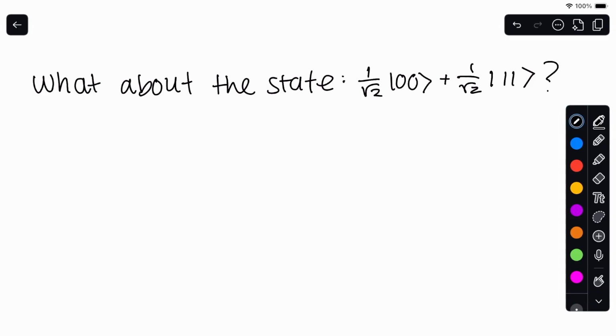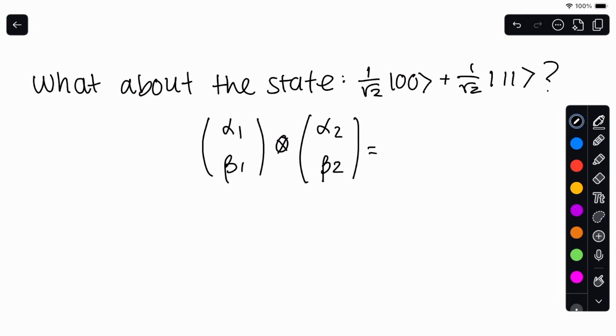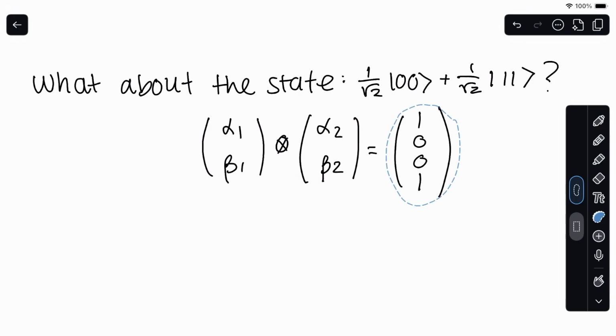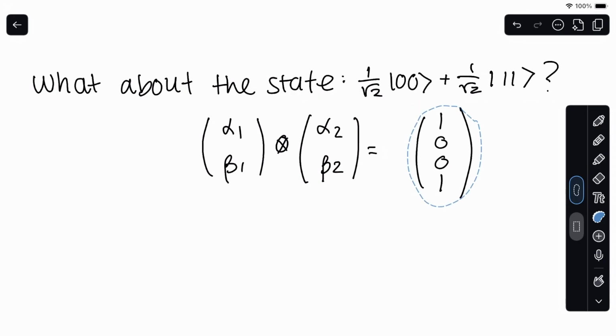What about the state 1 over root 2 |00> plus 1 over root 2 |11>? So let's say we want to express it as a tensor product. So we have our (alpha 1, beta 1) tensored with (alpha 2, beta 2). And this is going to give us (1, 0, 0, 1), actually with a factor of 1 over root 2 out front.